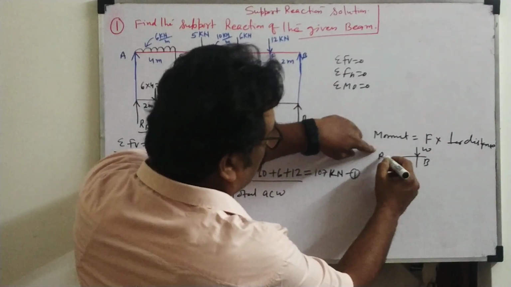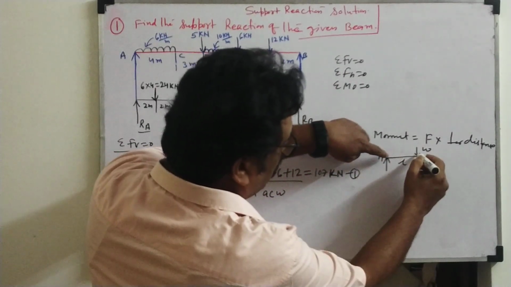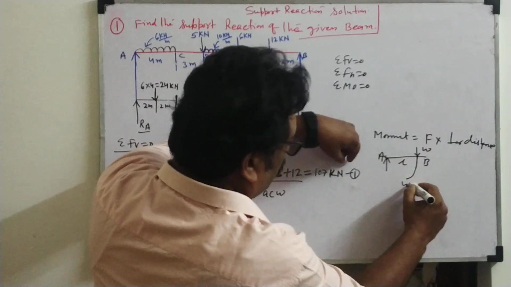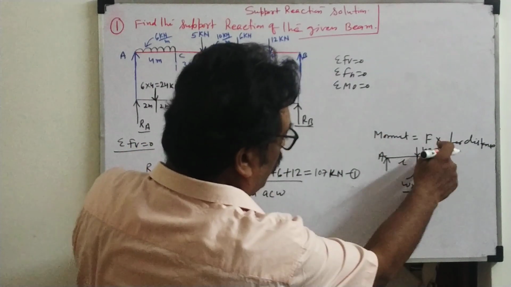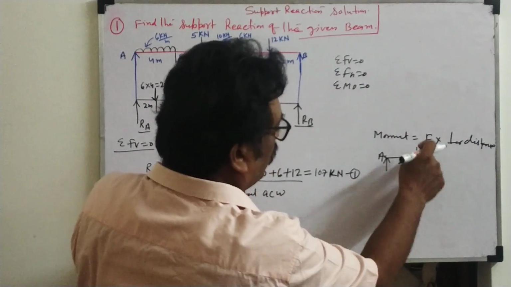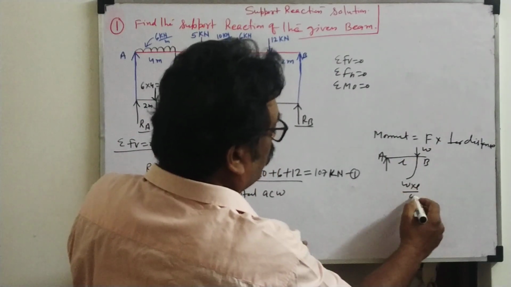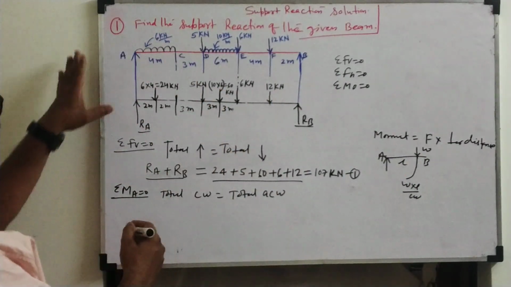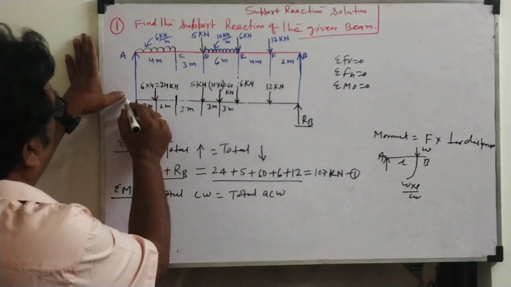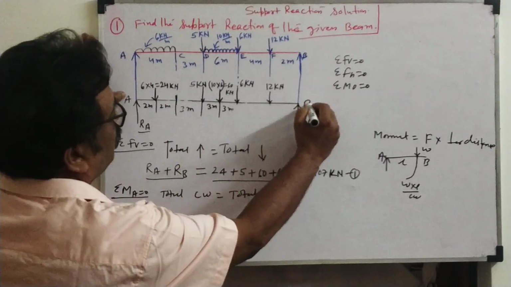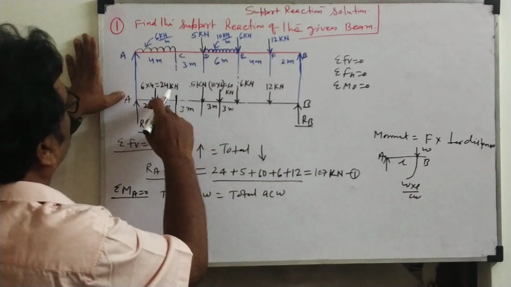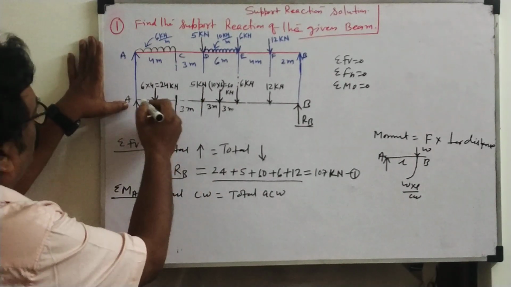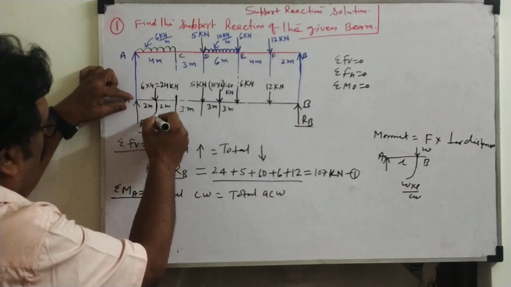So what will the moment about A be? Point A is fixed. Due to W, the beam will rotate clockwise. So the moment is WL, load into perpendicular distance L. Rotation is clockwise. Okay, so this way we will find the moment. Now look here, point A is fixed. This point is A, this point is B. So with respect to A, how does this rotate?